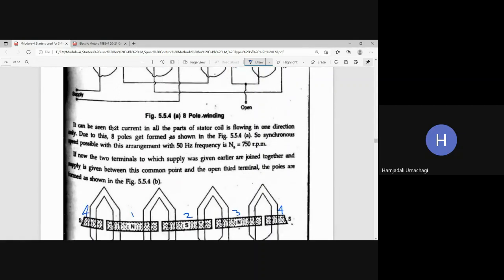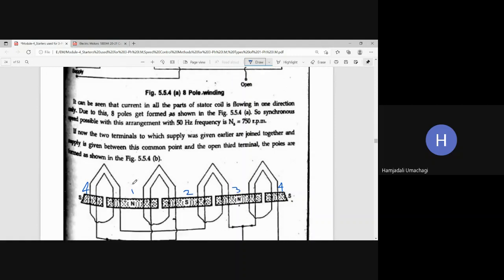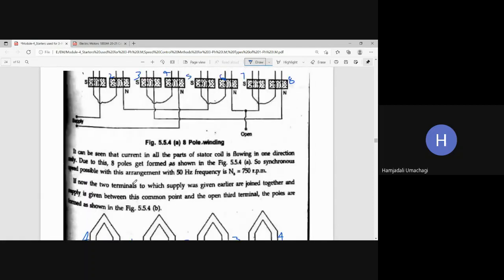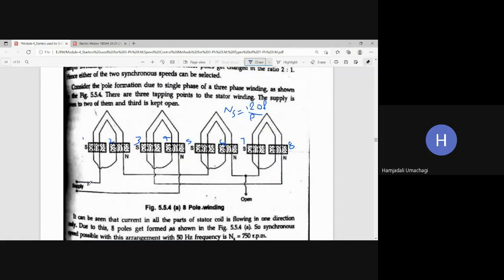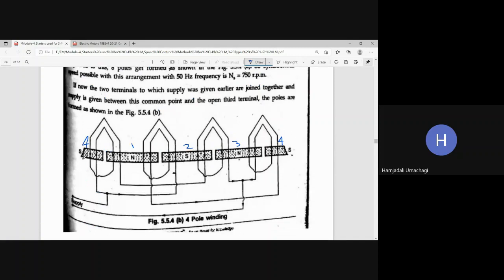If now the two terminals to which supply was given earlier are joined together, and supply is given between this common point and the open third terminal, the poles are formed as shown in figure 5.5.4b. So if we make a certain modification, short these first two connected points and connect this to the phase, and connect the other to the neutral. With this configuration, you will get the next modified circuit. In this modified circuit, you can observe that it gives us four poles. This is a north pole where the current direction is downwards, and this is a south pole where the current direction is upward.